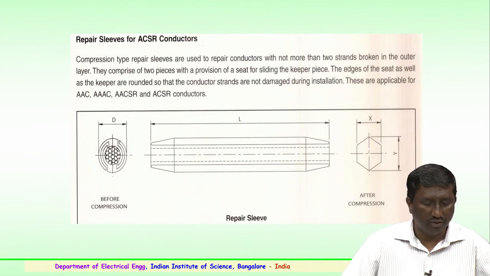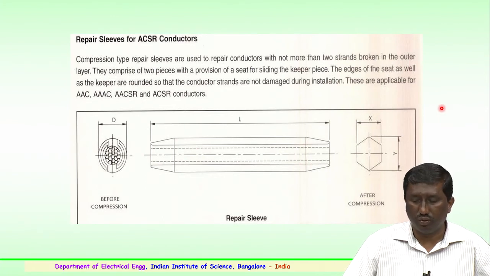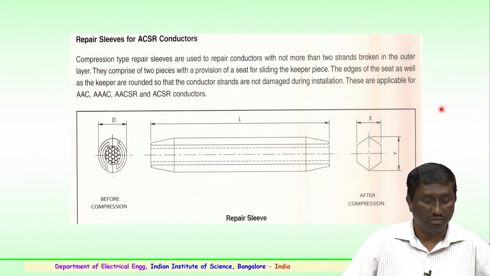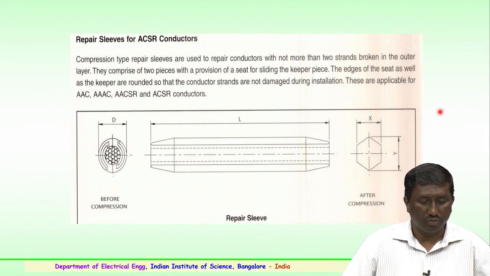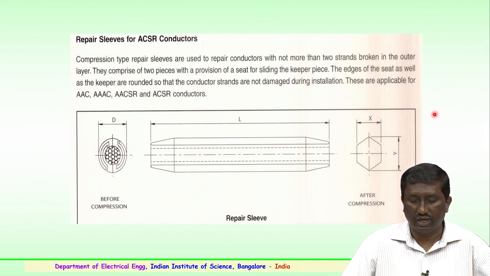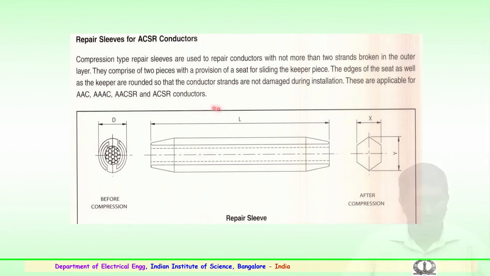So, you have a repair sleeve. Again, the compression type repair sleeves are used to repair conductors with not more than 2 strands broken in the outer layer, so that the conductor can be repaired. They are made in 2 pieces with a provision of a seat for sliding the keeper in. You have a bottom piece and top piece where the edges of the seat as well as the keeper are rounded, so that the conductor strands are not damaged during installation. These are applicable for all types of AAC, AAAC, ACSR and AACSR conductors.